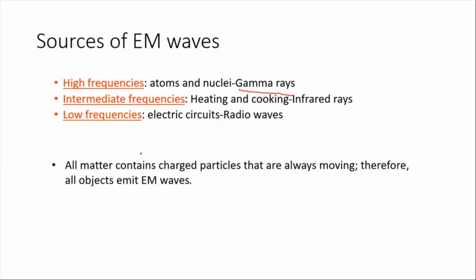So all matter contains charged particles that are always moving. Therefore, all objects emit electromagnetic waves. Your pen, your desk, your body, they all contain electric charges, and they are all moving, accelerating. That's why they are all producing electromagnetic waves.